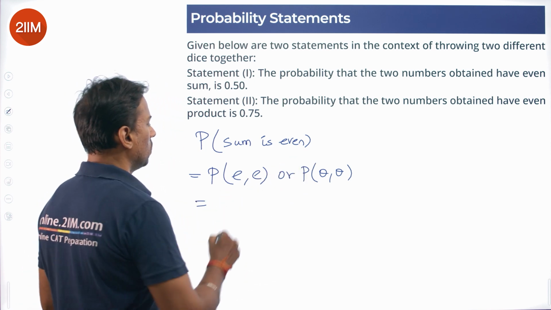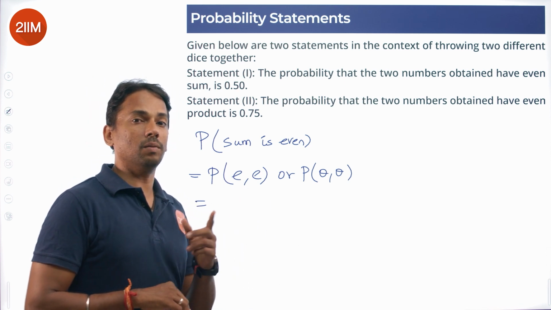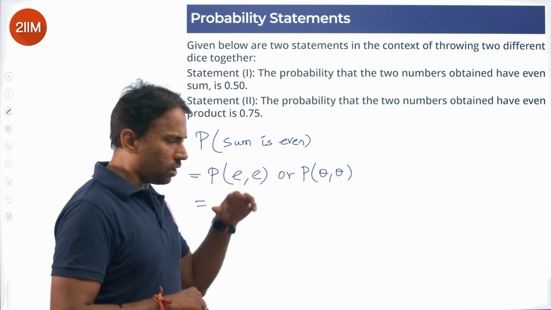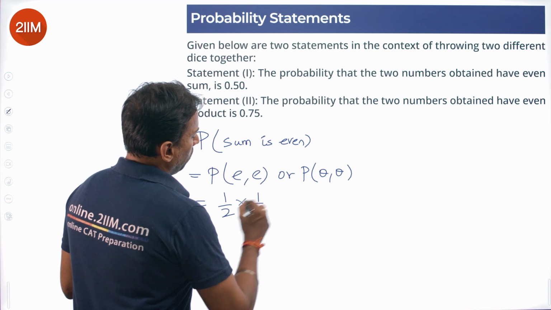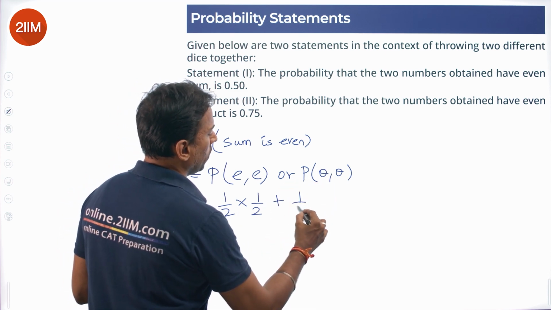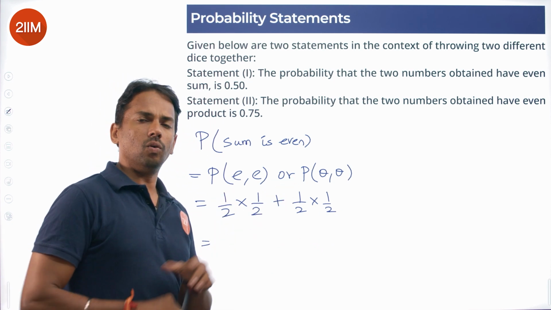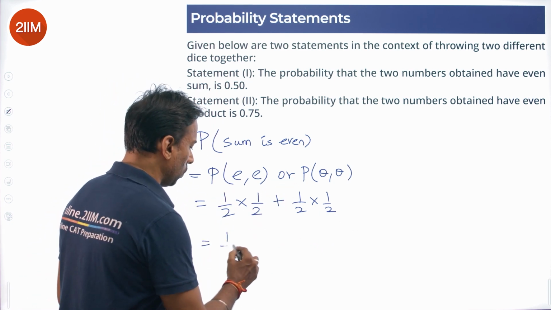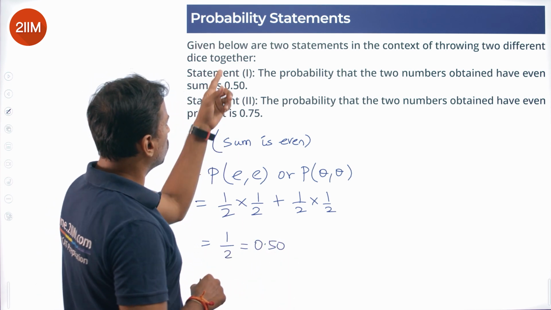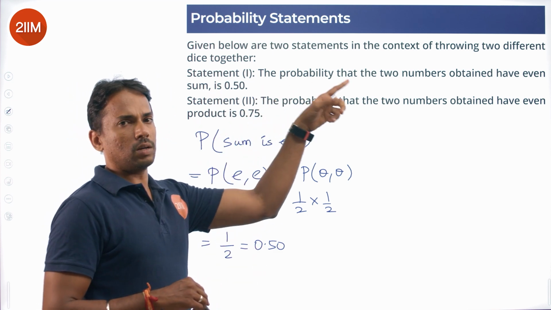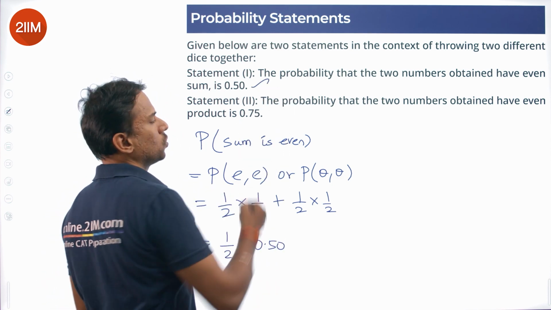Now we'll find the answer. Probability of even. So when a dice is rolled, what's the probability of getting an even number? It's 1 by 2. Probability of getting an odd number is also 1 by 2. So that means we'll have 1 by 2 into 1 by 2, plus 1 by 2 into 1 by 2. That means we'll be getting 1 by 4 plus 1 by 4, which is 2 by 4, or finally 1 by 2, which is 0.5. So statement 1 is true. It's given that the probability of getting the sum to be even is 0.5, which is correct, what we are getting. So statement 1 is true.